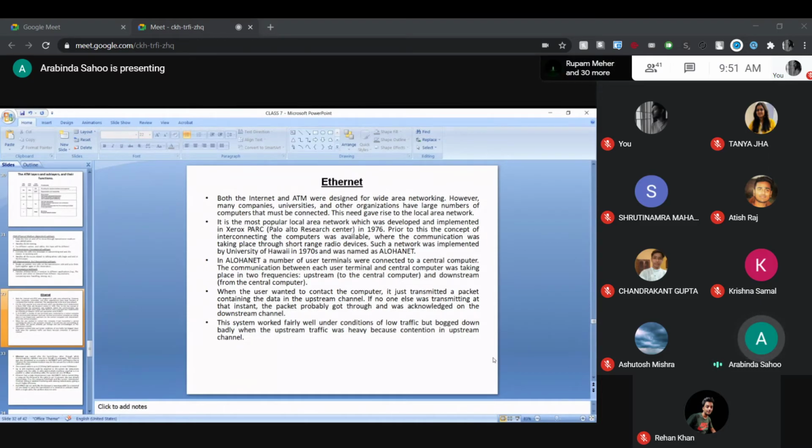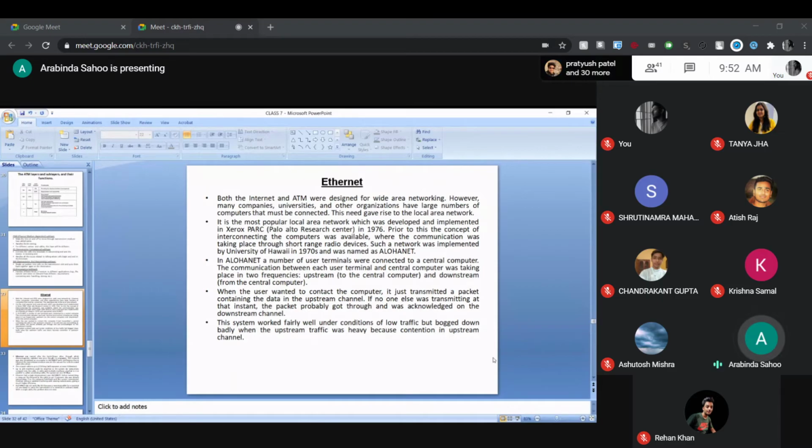So this concept, AlohaNet, works well under the condition of low traffic, but bogged down badly when upstream traffic was heavy because of contention in the upstream channel. If the number of computers is large and all the computers want to communicate with the central computer at that instant, the traffic may be busy. So it creates a problem for communication. This is the disadvantage of AlohaNet, introduced in 1970.